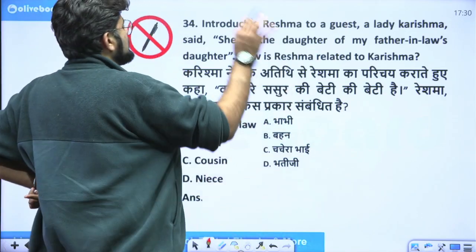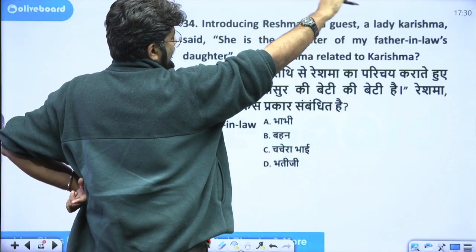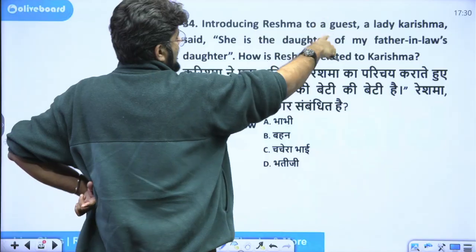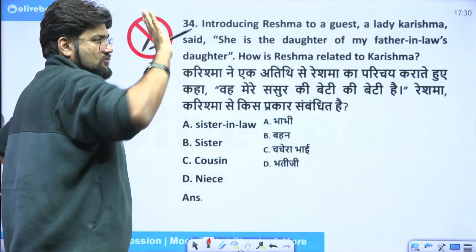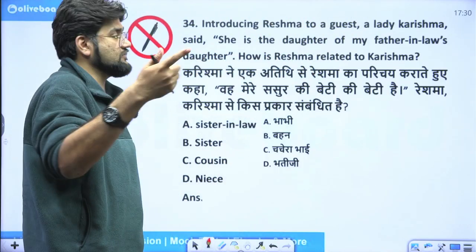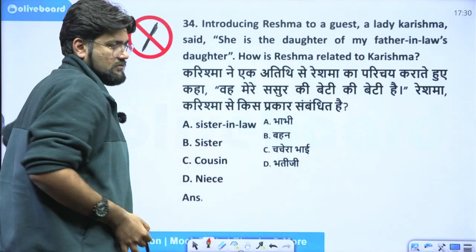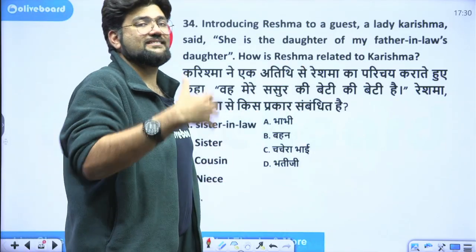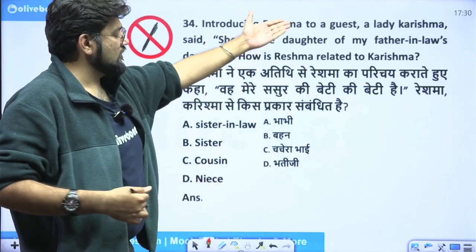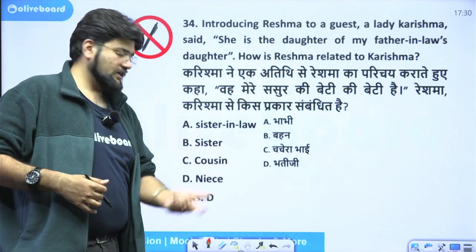So a lady Karishma is saying, so we will start with Karishma, and Karishma is a lady we know. Karishma's father-in-law's daughter, that means not Karishma's husband, it is Karishma's sister-in-law. Reshma is the daughter of Karishma's father-in-law's daughter. That means Reshma is Karishma's sister-in-law's daughter. So what is Reshma to Karishma? She is the niece. Option D.